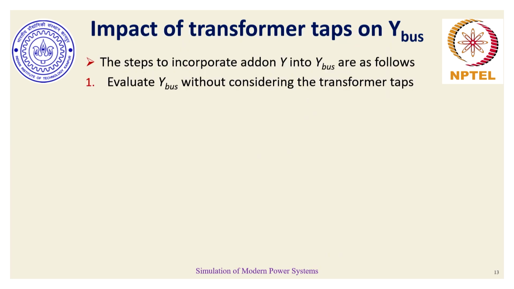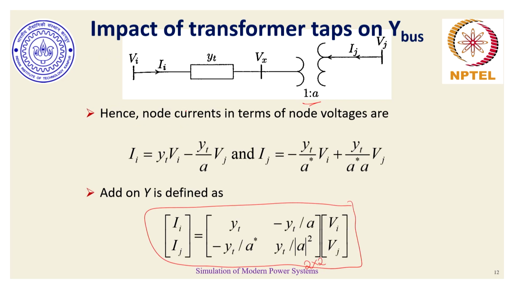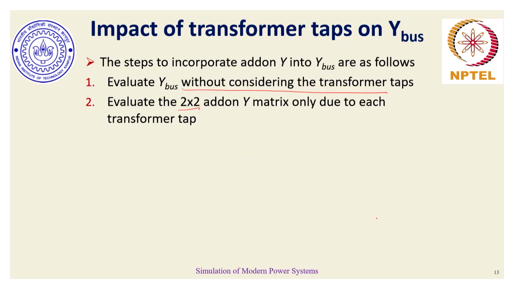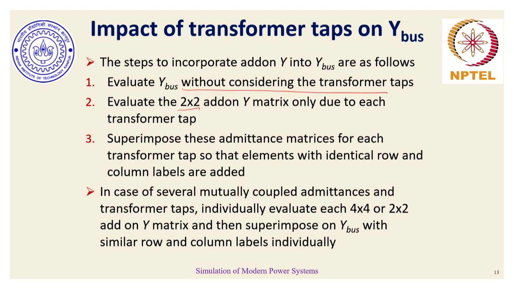So, the overall effect of considering transformer taps is that we evaluate Y bus without considering transformer taps, then we find the corresponding 2 cross 2 add-on matrix as has been explained here, and then we do superimposition the way it was done for mutually coupled admittance matrix evaluation.